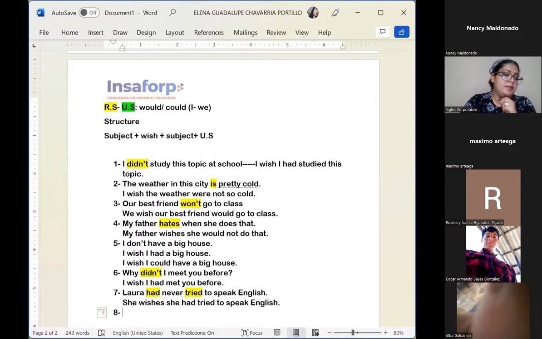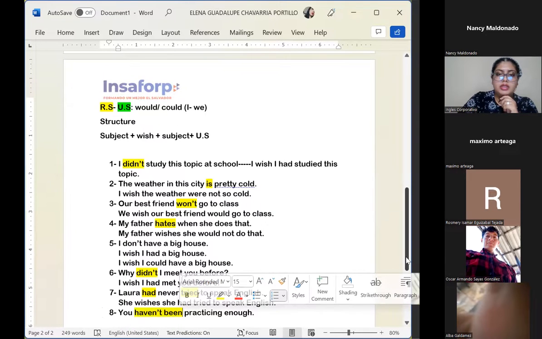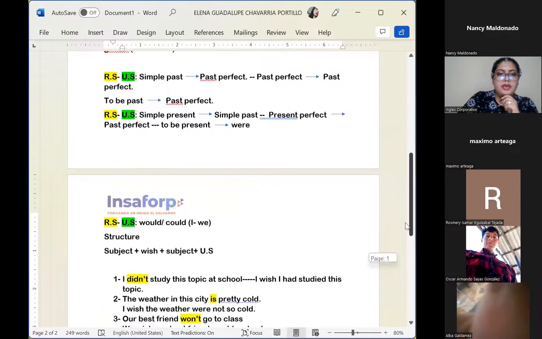We have the number 8. You haven't been practicing enough. What is the structure of this sentence? Present perfect. Good, present perfect. We have haven't been. And we're going here, present perfect.